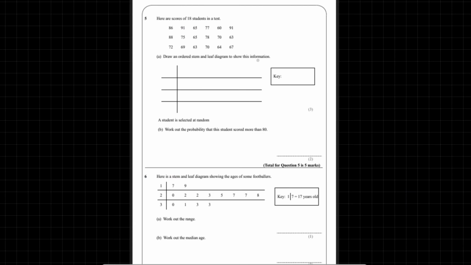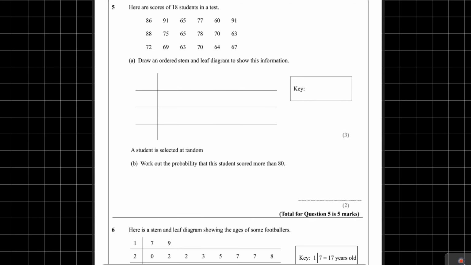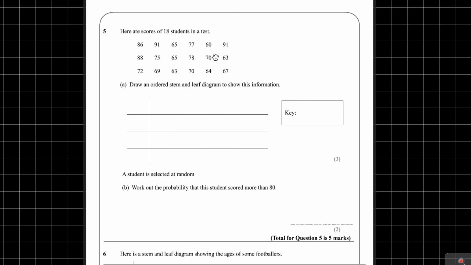Number 5, again 18 students, this is just a 2-digit one, so we only need to use one digit in each column. The lowest number appears to be 60, so we put 6 and 0, and then 63 is next, so 3, 3, and then 4, then two 5s, and then 7, and then 9, and that finishes the 60s row.